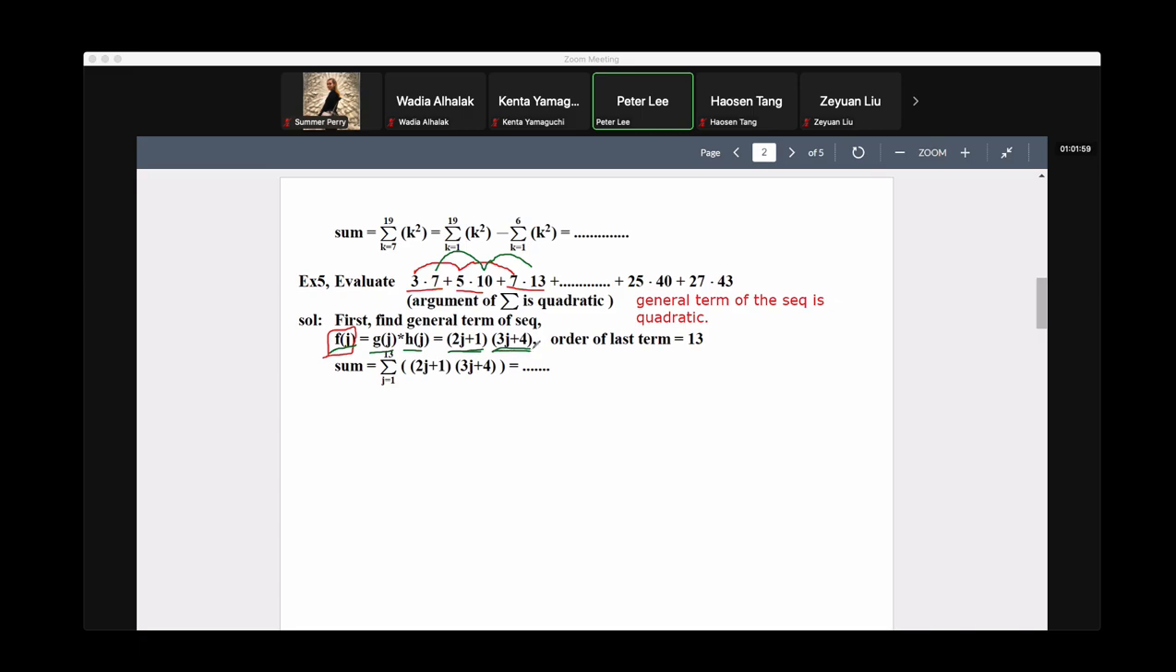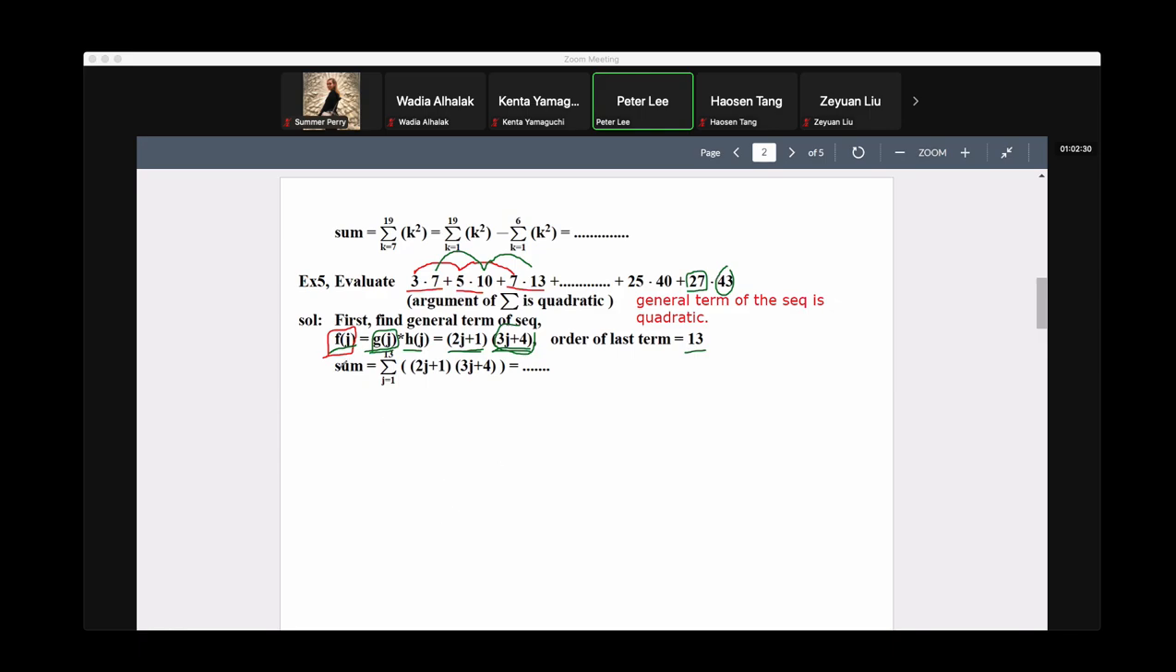And now we want to know how many terms we have here. Let's look at the last term's 27. That means g of j must be 27, so j must be 13. Or you can look at the 43: this must be 43, so j must be 13. Either way, j must be 13. So the order of the last term is 13. That means the last term is the 13th term.